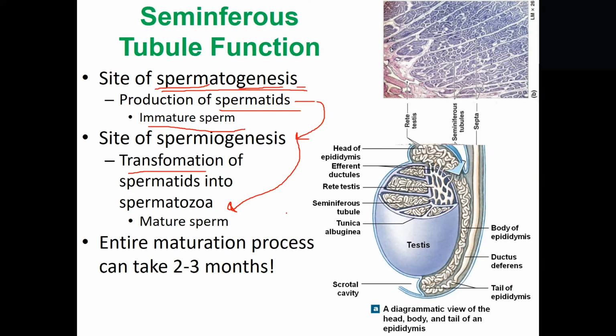Now, this process is lengthy. The entire maturation process can take 2 to 3 months. So the sperm cells that you're ejaculating today and using for reproduction are not the ones that you made yesterday. They are the ones that you made 2 or 3 months ago. What we're going to do in the next couple of slides is take a look at these seminiferous tubules. And we're actually going to cut one open and look inside. And we can see what's going on in the walls of that seminiferous tubule that is forwarding reproduction and creating that process of spermatogenesis and spermiogenesis.